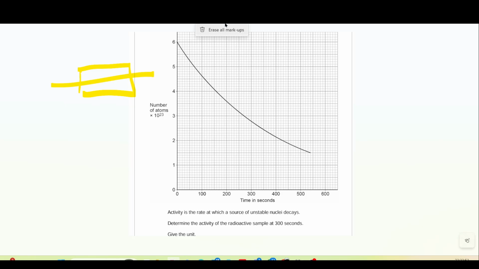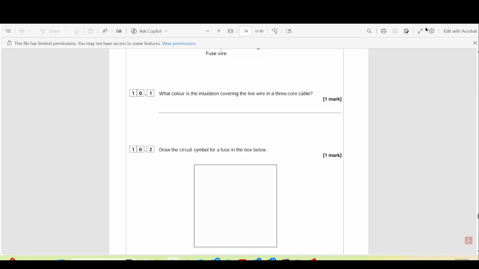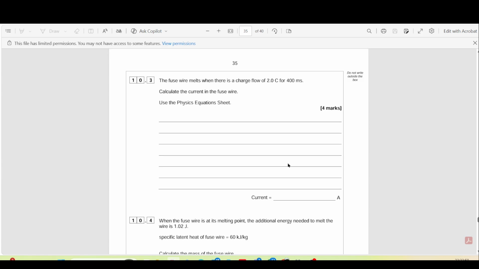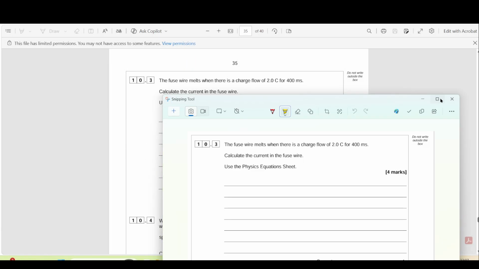Okay, let's go to the next one. The fuse wire melts when there is a charge flow of 2 C for 400 milliseconds. Calculate the current in the fuse wire.